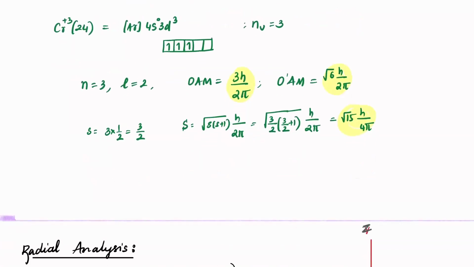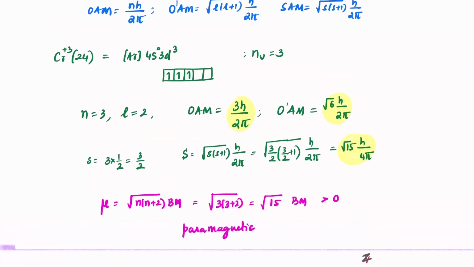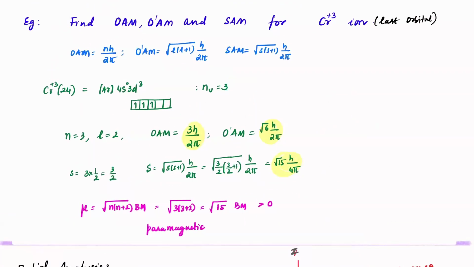Just as an added bonus, we calculate mu also. Mu is equal to under root of n into n plus 2 Bohr magnetons. Bohr magneton is a unit. So that is equal to under root of 3 unpaired electrons, 3 into 5. That makes it root 15 Bohr magnetons, which is clearly suggesting that it is greater than 0 and the molecule is paramagnetic. Please check if you have got that.